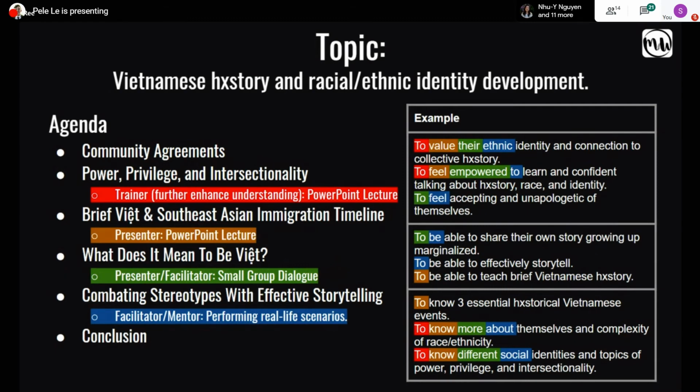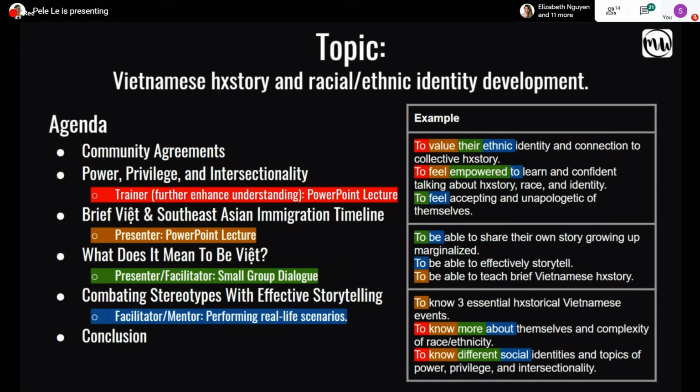For the first main body, it's power, privilege, and intersectionality. I'm imagining this being a PowerPoint lecture that specifically defines these terms and further enhances the audience's knowledge. I think everyone understands power and privilege. They understand race. There are a lot of buzzwords that are thrown out all the time, but I don't think people truly understand what they mean and how they're actually practiced. That's why I'm going to do a PowerPoint lecture on that.